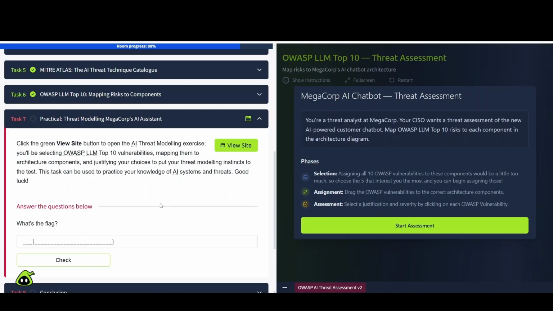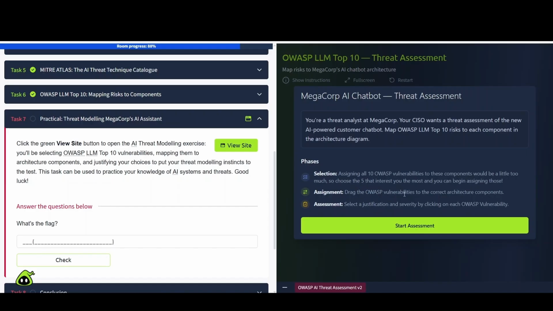So, all right, we already have it fired up here. Megacorp's AI chatbot, threat assessment. You're a threat analyst at Megacorp. Your CISO wants a threat assessment of the new AI-powered customer chatbot. Map OWASP LLM top 10 risks to each component in the architecture. Selection: assigning all 10 OWASP vulnerabilities to these components would be a little too much, so choose the 5 that interest you the most, and you can begin assigning those.